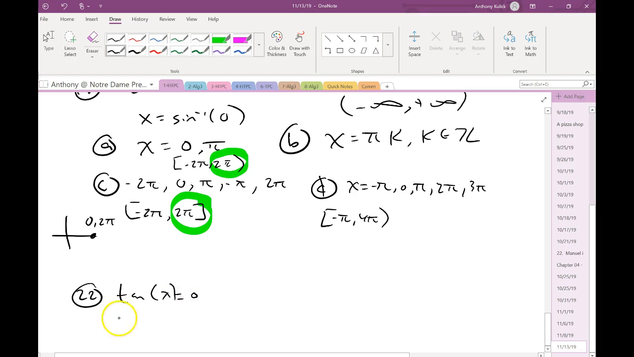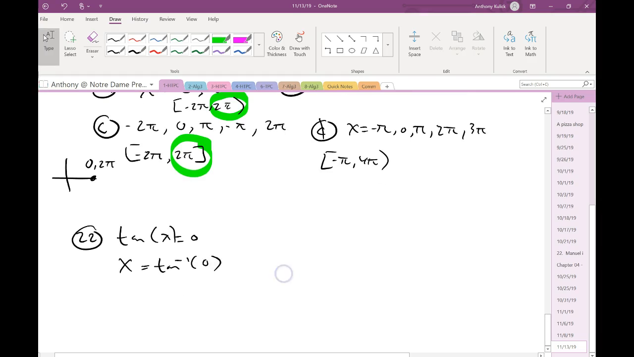So tangent of x equals 0. So we just want the tan inverse of 0. Remember, tangent is equal to y over x. So this is going to be the same thing as where y is 0. So the answer to tangent inverse of 0 is the same as sine inverse of 0. So I can literally just use my answers from 18.